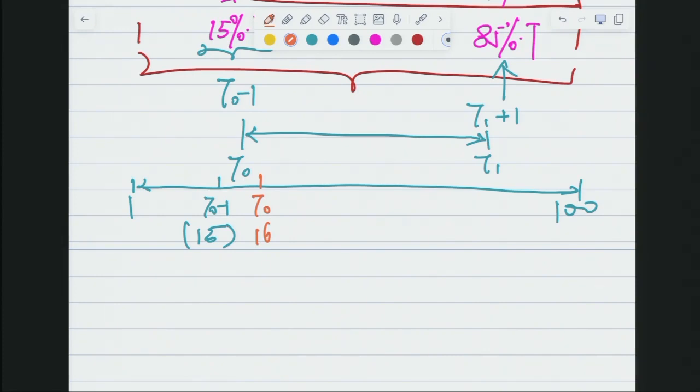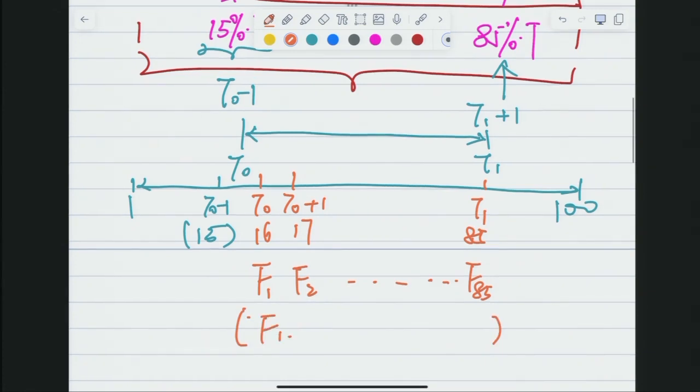We're going to do a Chow test there, and then we'll have one F statistic. Then we'll also test for the next time period, tau naught plus 1, which corresponds to time index 17, and we will get another F statistic, let's call it F2. Then we're going to carry on this test until tau 1, which corresponds to time index 85, so we have F85. Essentially, we'll have a sequence of 85 F statistics.